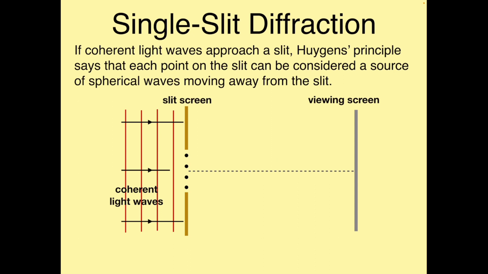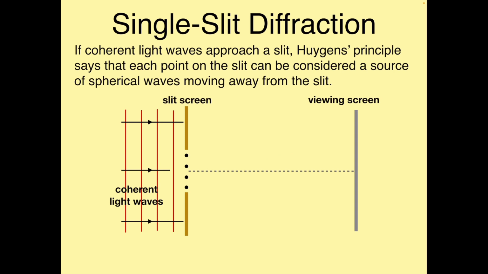So if you remember, the setup for a single-slit diffraction experiment looks something like this. We have a slit screen, so it has a single narrow slit where light can go through on that screen. And then we have a viewing screen over here. So light goes through the slit, and then we project it onto the viewing screen. Now the assumption is always that we have coherent light waves going through the slit. So you can imagine something like a laser beam going through the slit.